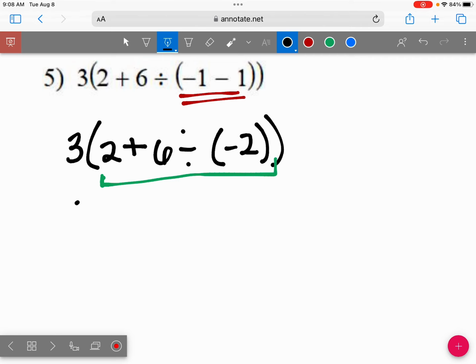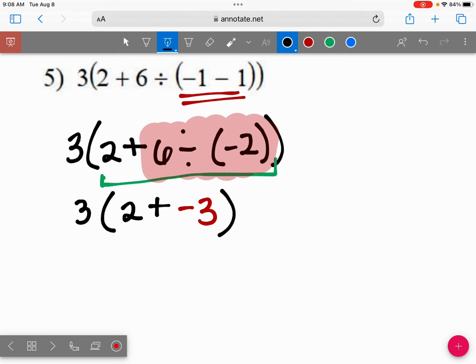So that gives me 3, and then it would be 2 plus, and we're going to divide these together. So what do you get when you divide 6 divided by -2? -3, good. And now we're going to do what's inside of my parentheses because we're still working in our parentheses. So my next operation would be to add 2 plus -3, which is -1, and your final answer is -3.